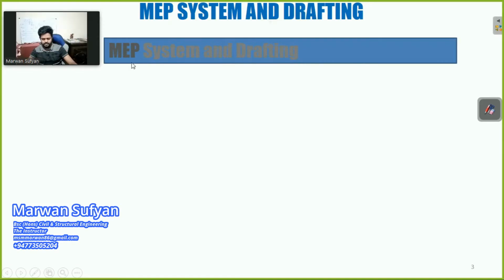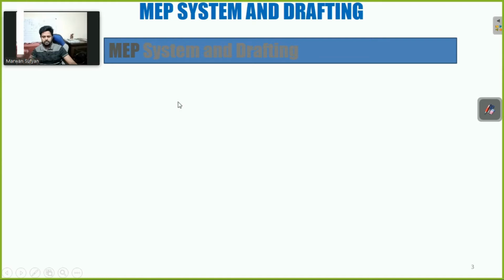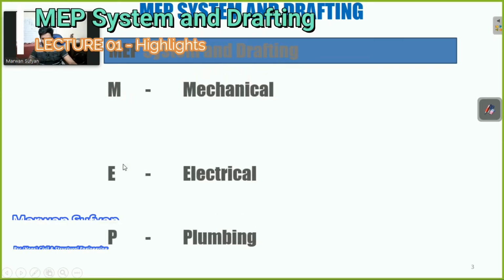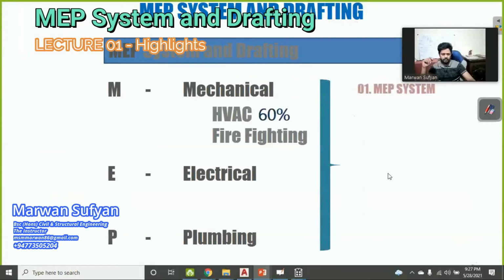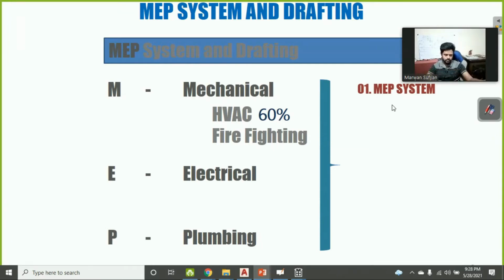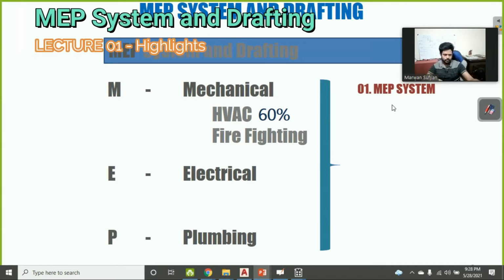So what is this M and E and P? What is this? Mechanical, M? Electrical and plumbing. Yes, exactly. Mechanical, electrical and plumbing. Okay, so first thing is we should learn the system. Without learning the system, we cannot think about reading the drawing or drafting the drawing.